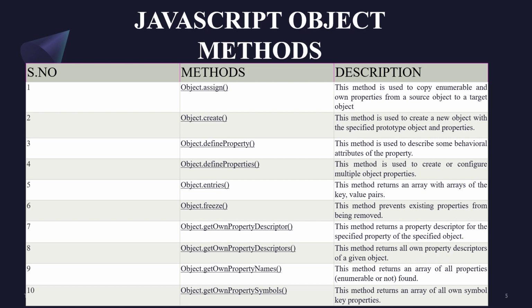Object.entries. This method returns an array with arrays of the key and value pairs. Object.freeze. This method prevents existing properties from being removed. Object.getOwnPropertyDescriptor. This method returns a property descriptor for the specified property of the specified object. Object.getOwnPropertyDescriptors. This method returns all own property descriptors of a given object. Object.getOwnPropertyNames. This method returns an array of all properties found. Object.getOwnPropertySymbols. This method returns an array of all own symbol key properties.